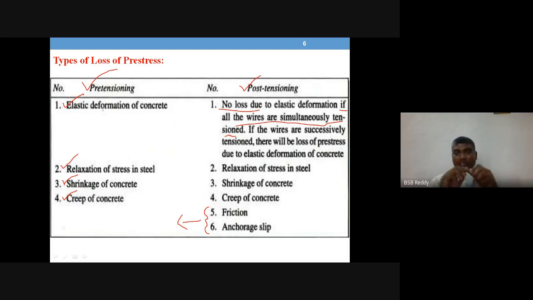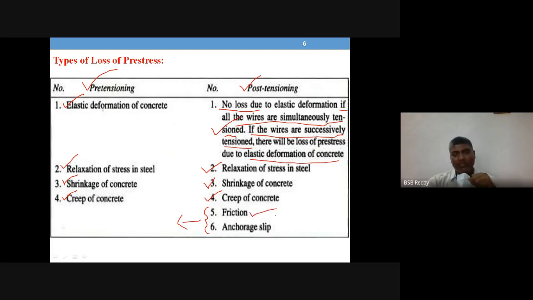But if you first pull one tendon, anchor it, then go for the jacking operation of the second tendon, then we expect elastic deformation of concrete. So if the wires are successively tensioned, one after the other, then there will be loss of pre-stress due to elastic deformation. This is conditional, it may or may not be present, depending on the condition. But the remaining five are present definitely. Relaxation of steel will be there, loss due to shrinkage of concrete will be there, and loss due to creep of concrete will be there.